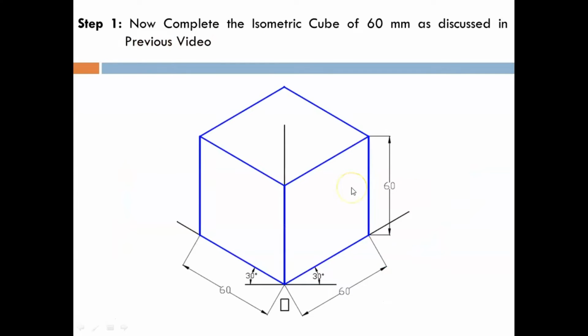Now here we are considering a circle of 60 mm diameter. A 60 mm diameter circle fits into a square of 60 by 60. Hence, complete the cube of 60 by 60 by 60. How to draw a cube or box of 60 by 60 by 60, that we have learned in the previous video. So according to that, complete the 60 by 60 by 60 box.